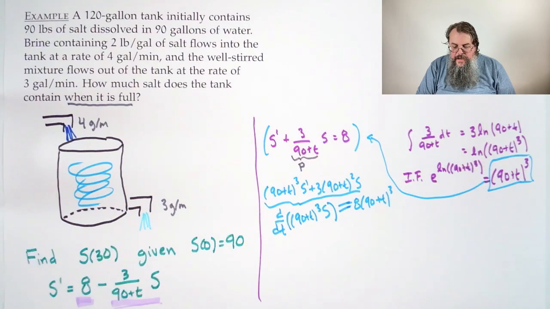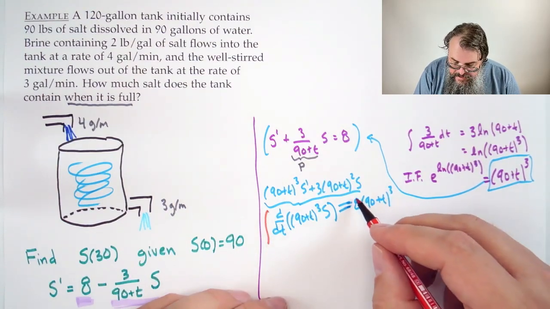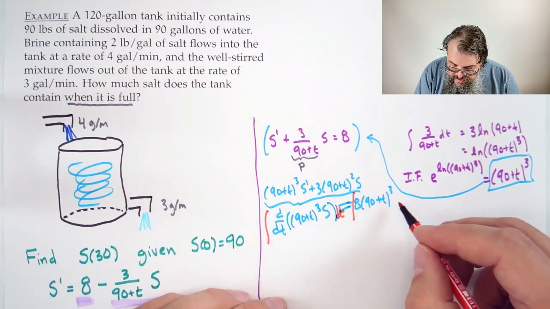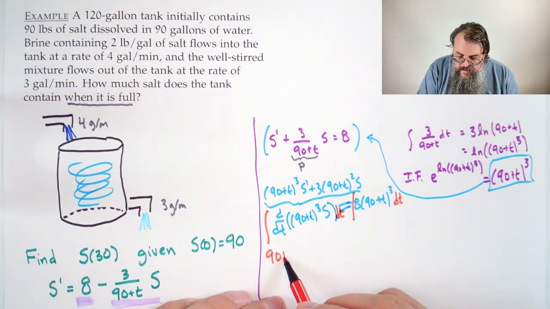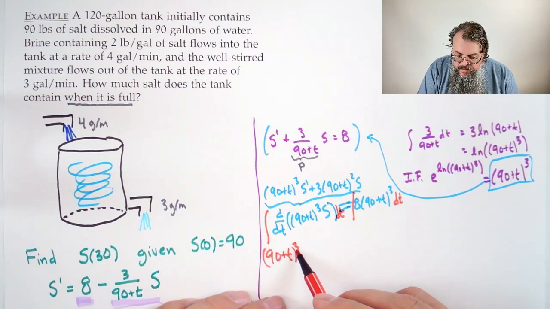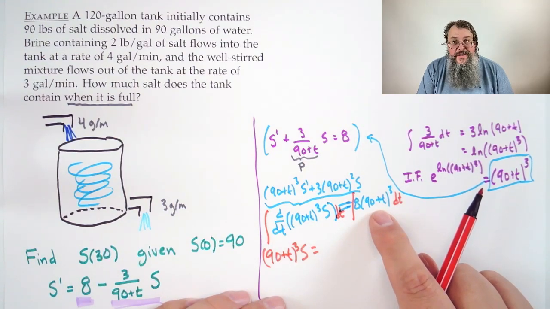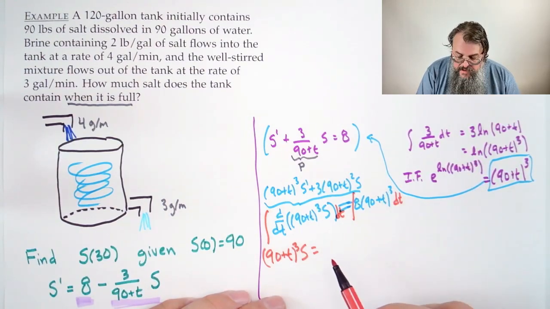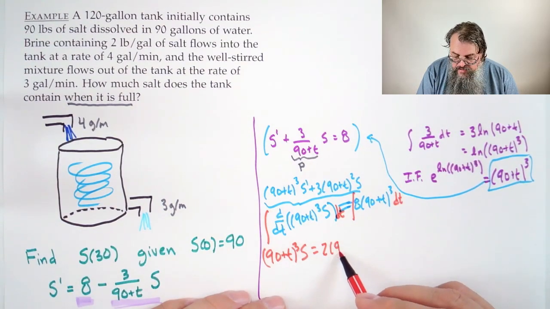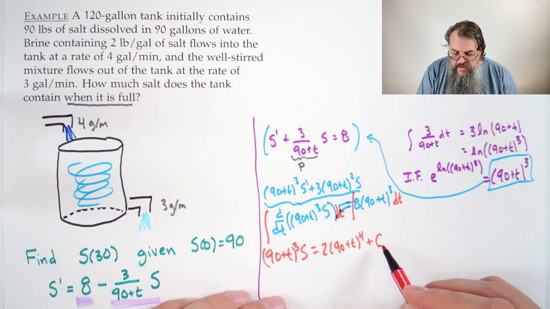And now we're like, oh, great, wonderful. So we're going to integrate both sides. So we integrate, throw in some little dt's. And when we do that, we'll get 90 plus t quantity cubed times s is equal to, now the 90 plus doesn't really do anything. So you can think of it like t cubed. So it'd be t to the fourth divided by 4. So that would be 2 times 90 plus t to the fourth plus some constant c.